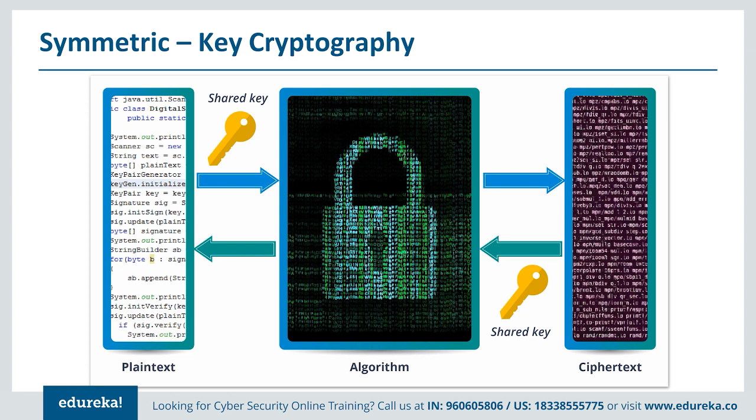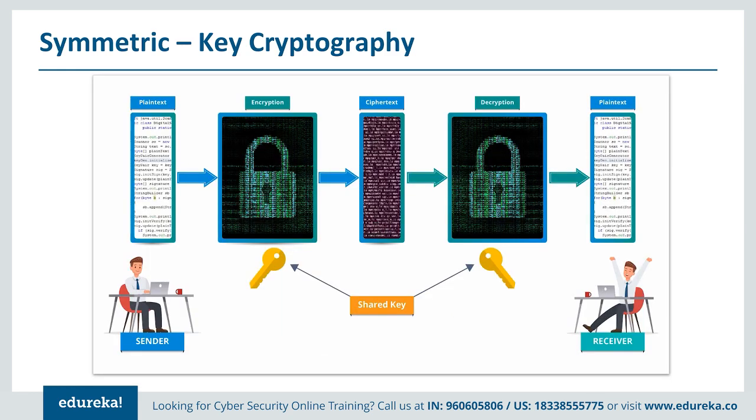The plain text, the key is shared with person A and person B. It goes through the algorithm and it's converted to a cipher text. Plain text, encryption, encrypted text. Then decryption back to the original state. But they're using the same key. Sender and receiver using the same key.